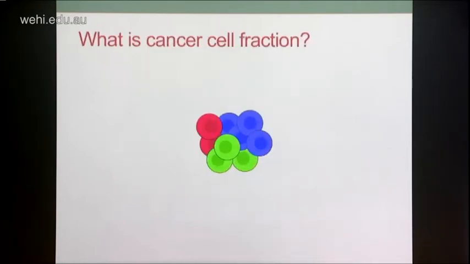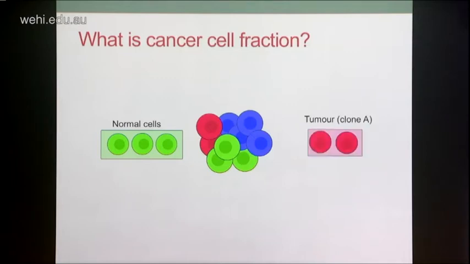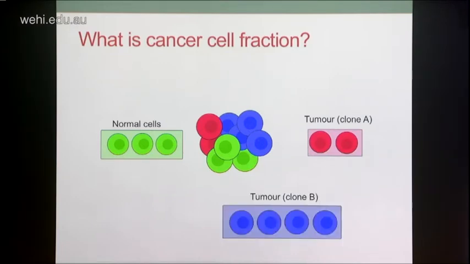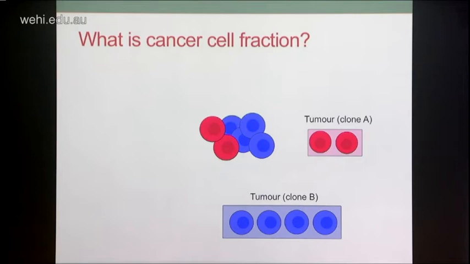So I mentioned this term cancer cell fraction a few times. What is cancer cell fraction? Well, this is your bulk sample. You've got normal cells. This is part of your normal contamination that is almost always present in your bulk tumor. Then you've got a couple of different clones. So you've got clone A here, and then you've got clone B present in slightly different proportions. Well, to calculate CCF, we want to get rid of the normal component. So the cancer cell fraction of this particular clone is 2 out of 6. It's just a proportion, 33%, and clone B is present at 66%.